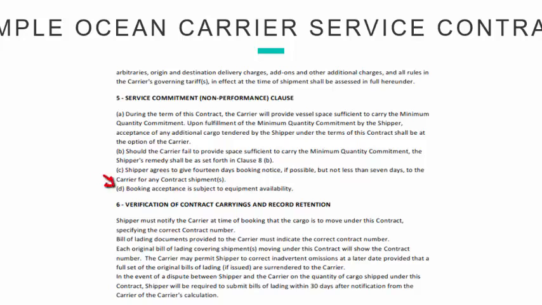And then D, where the carrier slips in another one, booking acceptance is subject to equipment availability. Well, what happens if there's no equipment is a big question, and something that must be taken into serious consideration.